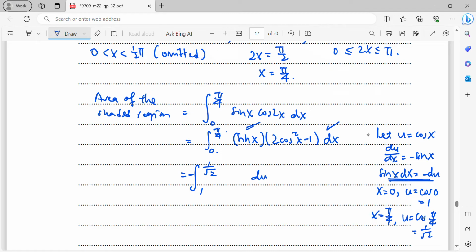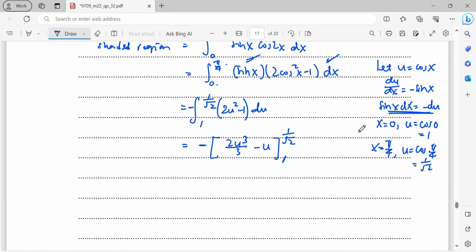2 cos squared x minus 1 will be 2u squared minus 1, because my u is cos x. So now when I integrate this, I will write the minus outside. 2u squared becomes 2u cubed over 3. The minus 1 becomes minus u. Limits from 1 to 1 over square root 2. And now I will replace accordingly. It will be negative of 2 over 3 times 1 over square root 2 to the power 3, minus 1 over square root 2, minus 2 over 3 times 1 cubed minus 1.